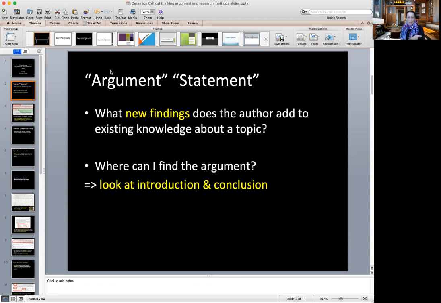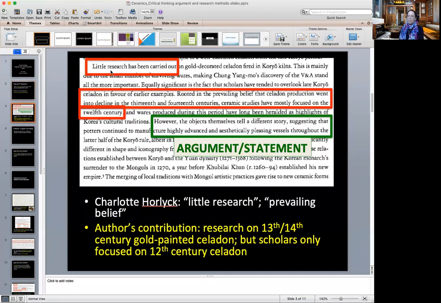Where can I find this? Where can I find this kind of statement? Well, look into the introduction and look into the conclusion. This is where you will usually find what the author thinks he or she is contributing to the field, okay? So just to give you an example, this is an excerpt from Charlotte Horlick's article about gold-painted Celadon.